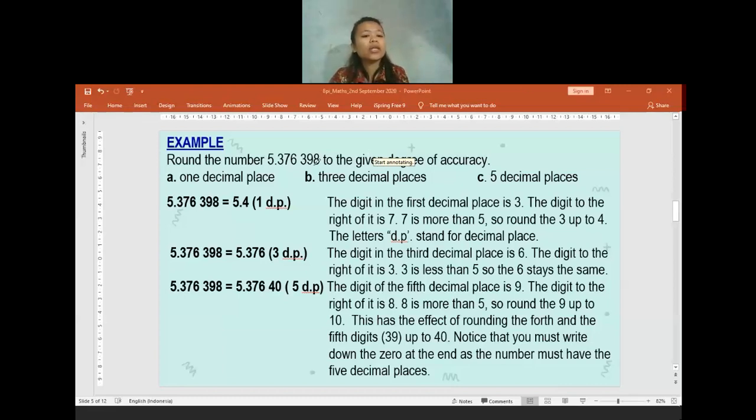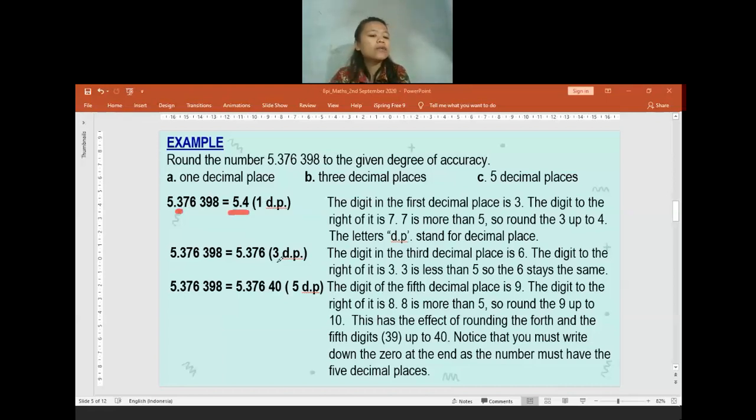Here you have to find the digit first. This is one decimal place, so the digit at the first decimal is 3. Next to 3 is 7. When the next number is 5 or bigger, as usual, we increase the chosen digit by 1. That's why it will be 5.4.